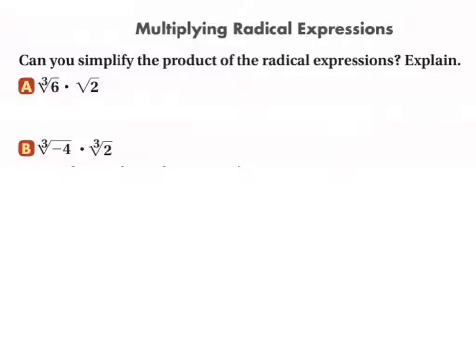So here we have an example of the cube root of 6 times the square root of 2. It says, can you simplify the product of the radical expression? Explain. The answer here is no. They have different indexes. We've got a cube root and a square root, not the same, so we're not doing it.